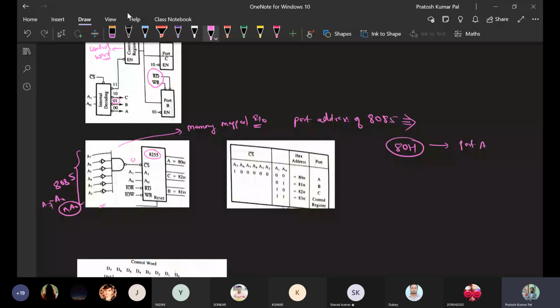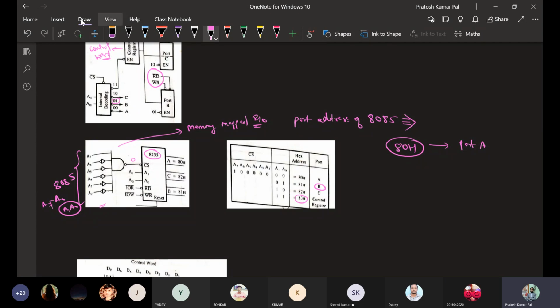Similarly, if the microprocessor wants to communicate with port B, then it will send the value 81, through the output instruction, and that will select port B of 8255. Similarly, to select port C, 82H will be the data sent by the microprocessor. And if the microprocessor wants to communicate with the control register of 8255, then it will send 83H as the port address through the input output instruction. So it will basically be writing the control word.